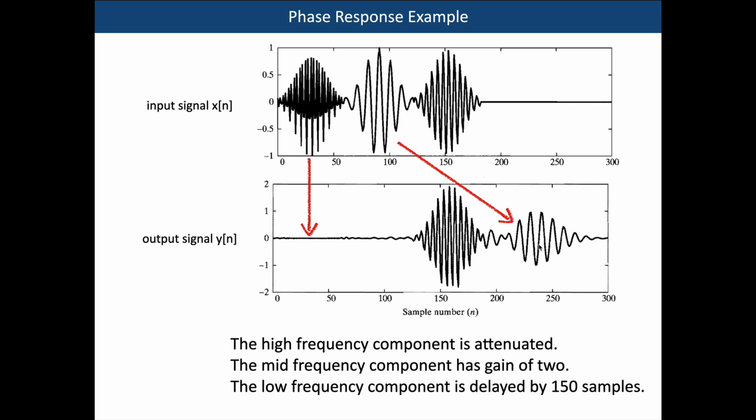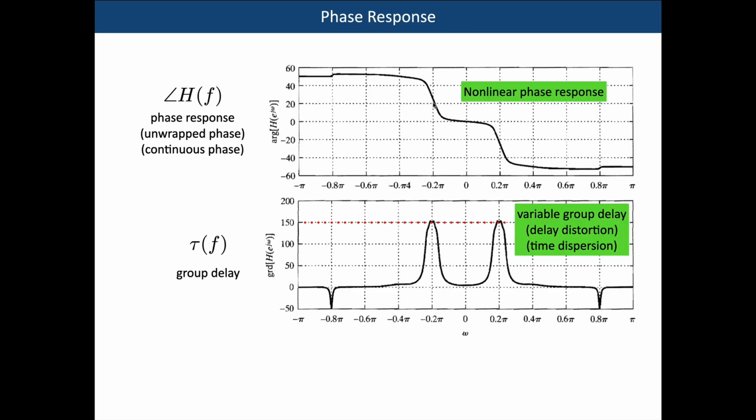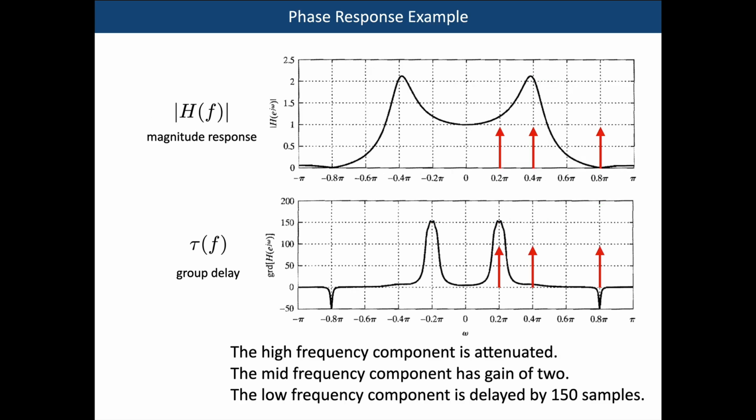So this is what I mean when I say different signal components can experience different amounts of time delay going through this system if the system has a nonlinear phase response. And this one certainly does. So again, where the phase response is steep, you have a high delay, and where it's flat, you have a low delay. It's really an interesting idea that you could make this sort of thing happen.